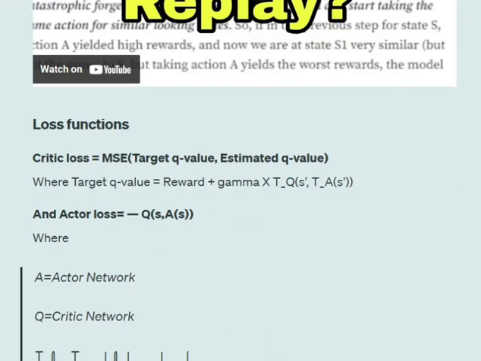In case of the critic's loss, the critic's loss is the mean squared error between the target Q value and the estimated Q value, where the target Q value is reward plus gamma times the target critic network on the future state and the target actor network on the future state. I will also tell you what target networks are. Target networks are nothing but a copy of the actual actor and critic networks. That's it. So why are we using target networks? Basically because target networks help in stabilized training.